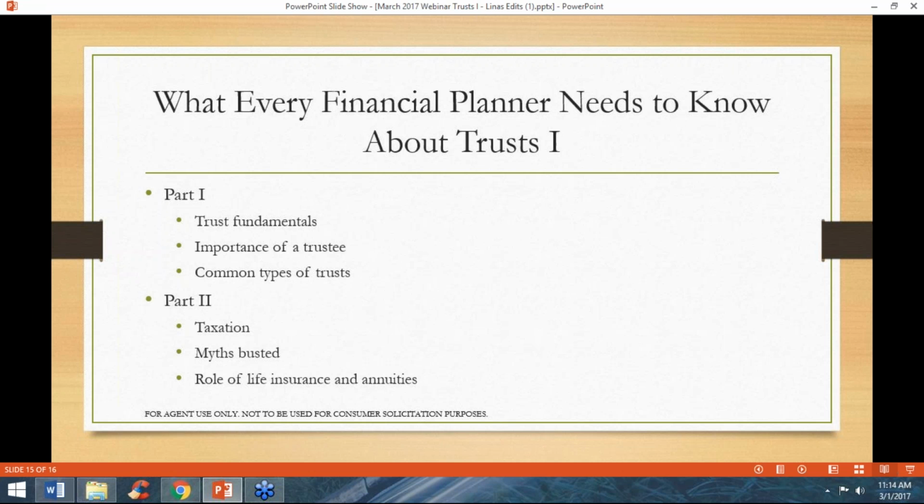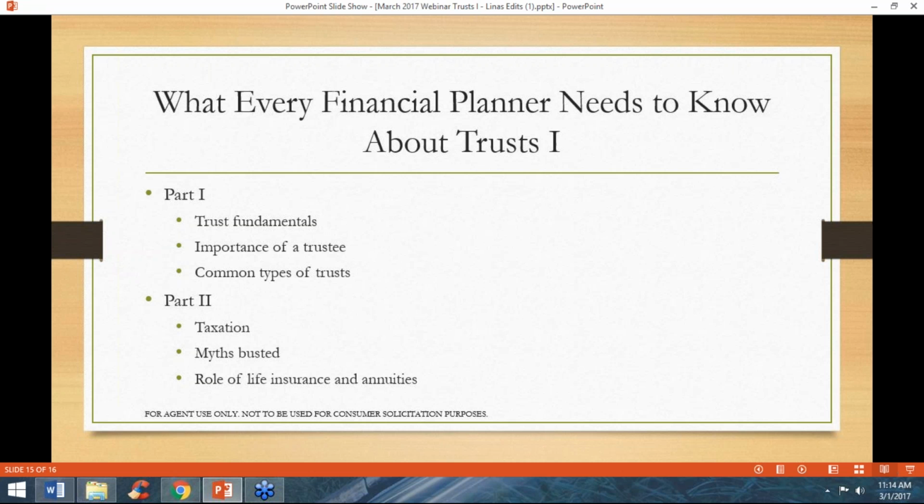Hopefully today's discussion has been an informative one. We talked about some of the fundamentals of a trust and the importance of picking a good trustee and what that trustee's responsibilities are, as well as some common types of trusts and their common uses. But we've only scratched the surface.